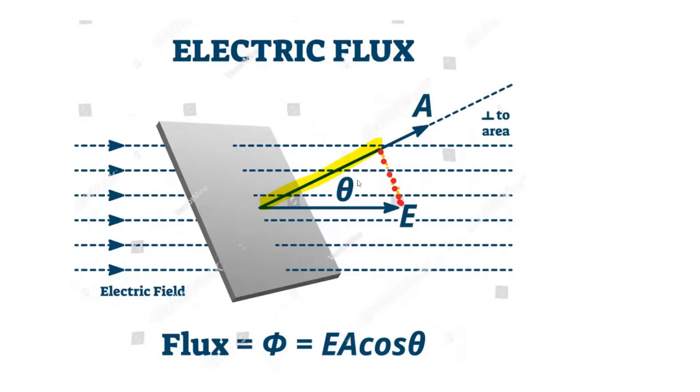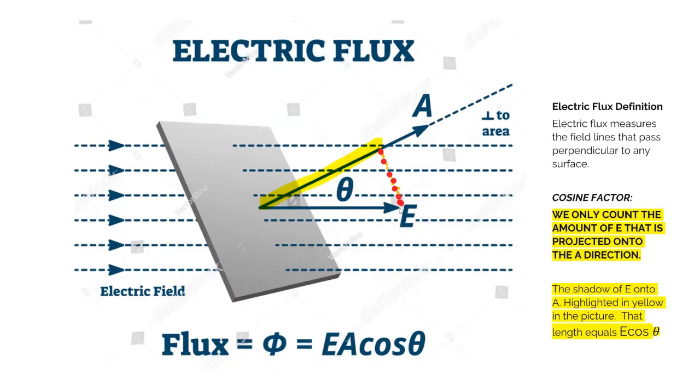Looking at the angle and the projection again, remember from vector math, pre-calculus, we had a dot product. The dot product was two vectors multiplied together times the cosine of the angle between them. And that dot product represented the projection of one vector onto another. It's literally the shadow of E onto A.